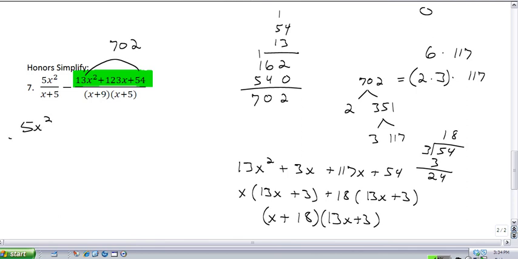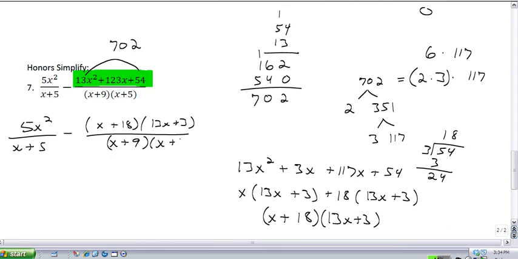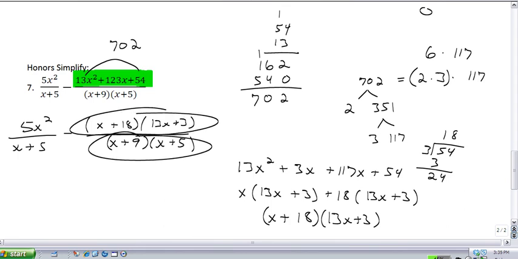Alright, so you got 5x squared over x plus 5 minus x plus 18 times 13x plus 6 over x plus 9, x plus 5. Now the only reason I factored the numerator is in hopes that maybe the x plus 9 would cancel out. But as I look at it, as long as I did this right, you can't get anything down here to cancel out anything up there. So what I'm trying to say is there was no advantage to factoring that numerator yet.